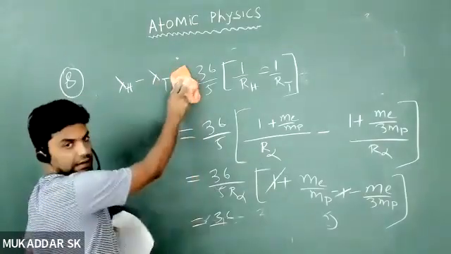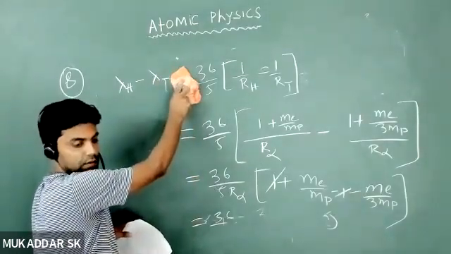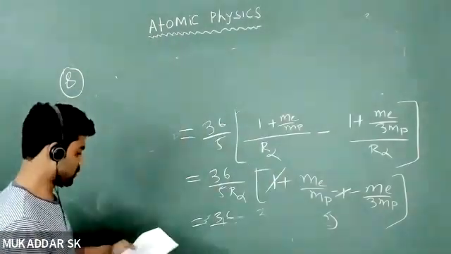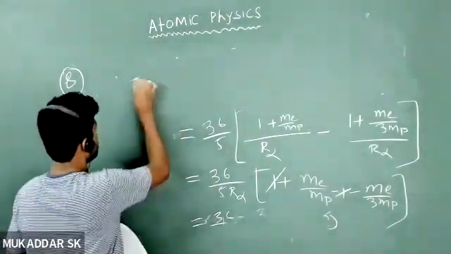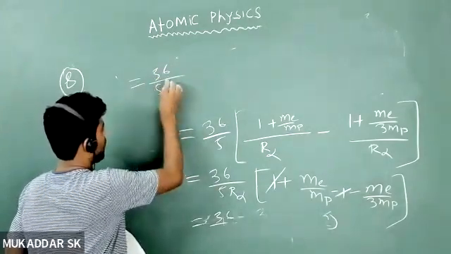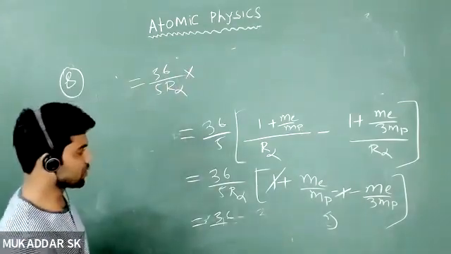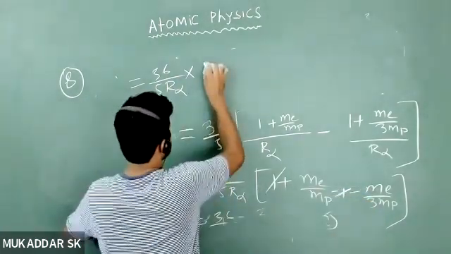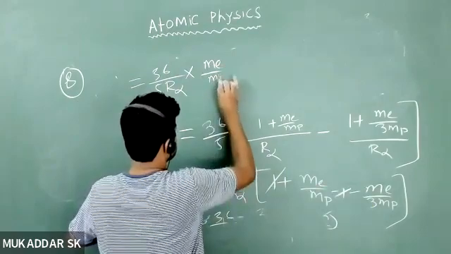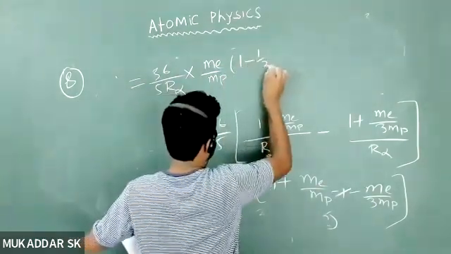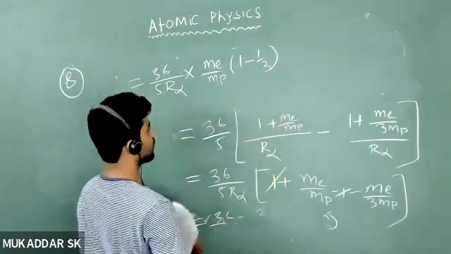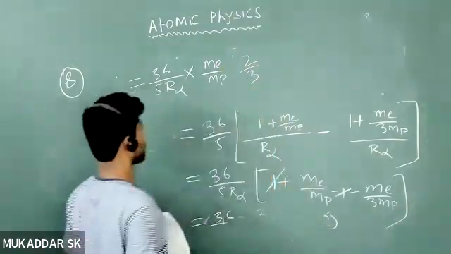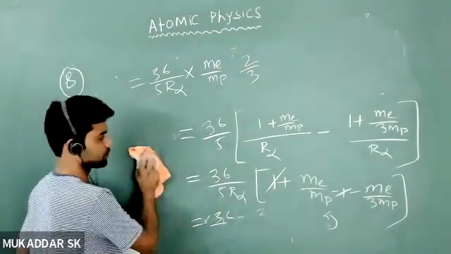Shall I write here? Shall I erase this part? Okay. So this part will come basically 36 by 5 into R infinity. Then you will have how much? So mass of electron by mass of proton you can take common from both terms, and then you will have 1 minus 1 by 3, and that will provide you 2 by 3. Okay. Is it clear to all what I am saying? Shall I erase this part?